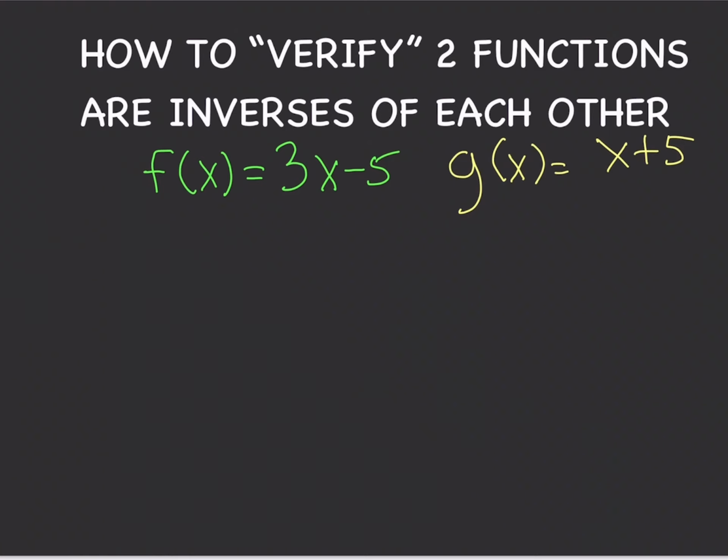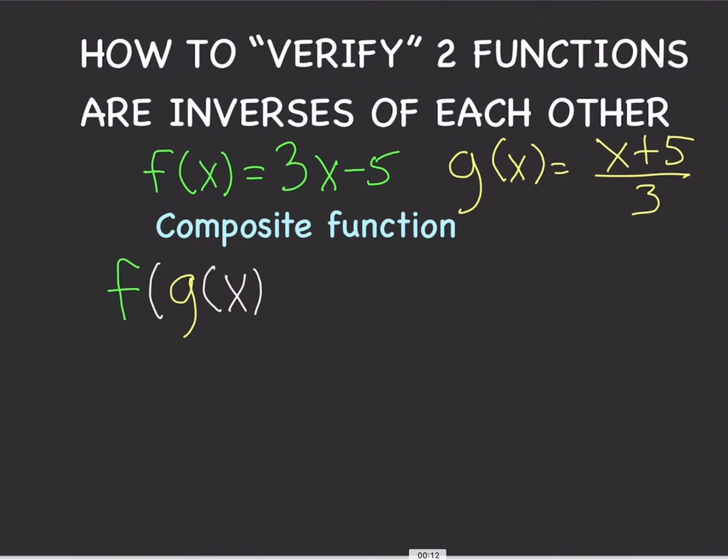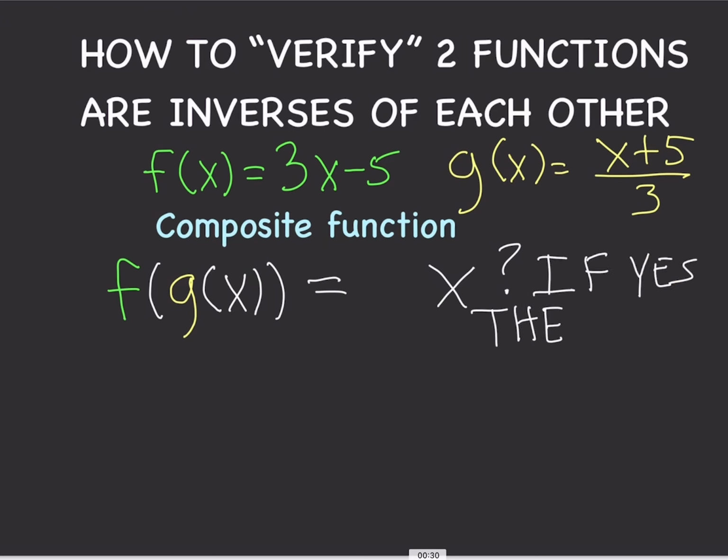However, when in math they're asking you to verify two functions that are inverses of each other, that's not what they want you to do. They want you to use an algebraic method where we're dealing with something called composite functions. If you remember, that is when we have f of g of x. What we're looking for is that if we do the f of g of x composite function and simplify it, and it comes out just to x, then that verifies that yes, they are inverses.